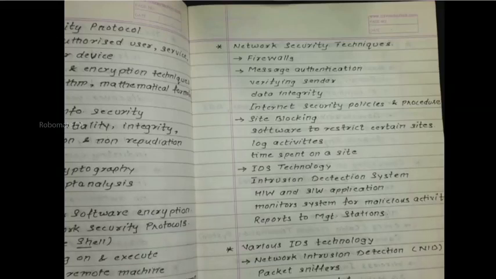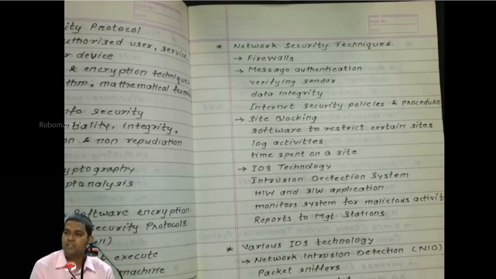So we can say that message authentication provides all the internet security rules and regulations. All the policies and procedures of internet security are followed by message authentication. Next is called site blocking.